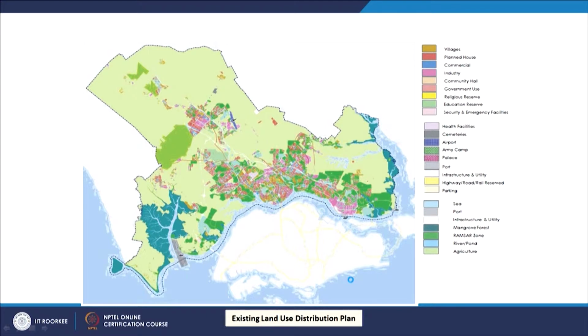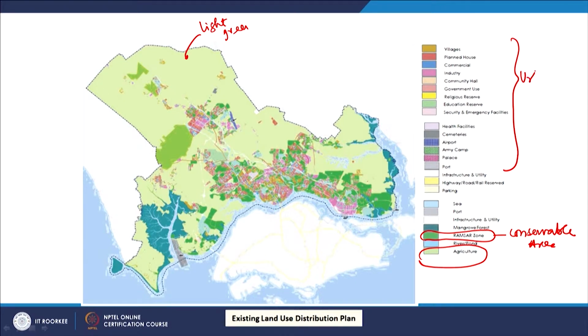This is the detailed plan of the Iskandar region. Here you can see there are colors like light green. This light green shows the existing agriculture, the dark green shows the conservable area, which is the Ramsar zone, and the remaining is the urbanized area where they have already developed either cities or villages. This is the existing land use distribution plan. Based on this, let us see how they have made a future regional plan.